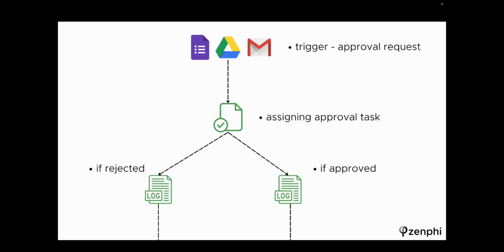And before diving into the automation process within the builder itself, we usually recommend creating a flowchart like this. If we look at this simple approval workflow, it starts with the approval request itself, and that's going to be the trigger for the process. It can be anything from Google Form submission, or email arrival, or file upload to a specific Google Drive folder. Then once we receive the approval request, we assign a task to the approver.